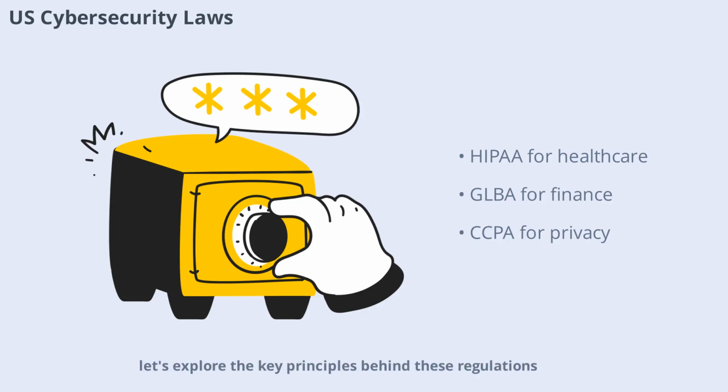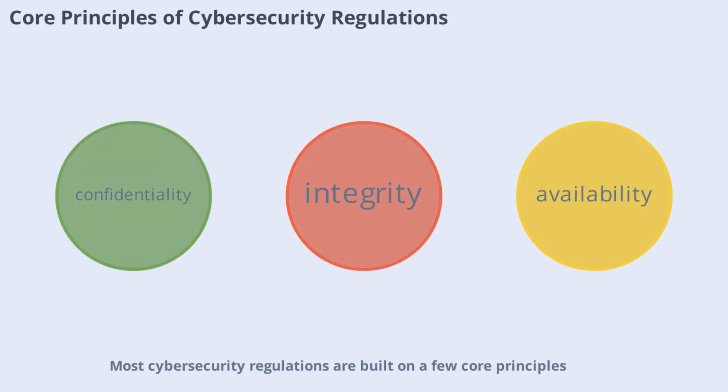Next, let's explore the key principles behind these regulations. Most cybersecurity regulations are built on a few core principles. These include confidentiality, integrity, and availability, often referred to as the CIA triad. Confidentiality ensures that sensitive information is only accessible to authorized individuals. Integrity means that data remains accurate and unaltered. Availability guarantees that information and systems are accessible when needed. By focusing on these principles, regulations aim to create a secure digital environment for everyone.